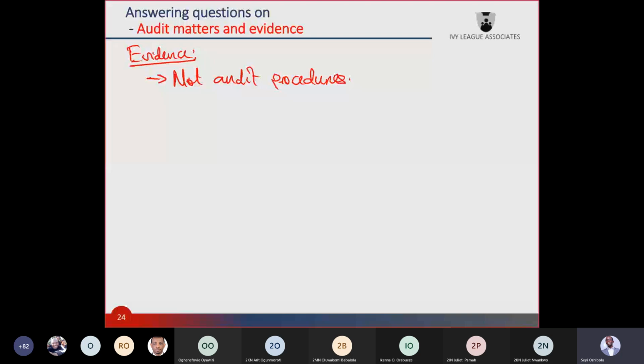Not audit procedures. So this one is English. Structure your points to ensure you are talking about what? Evidence, not procedure.